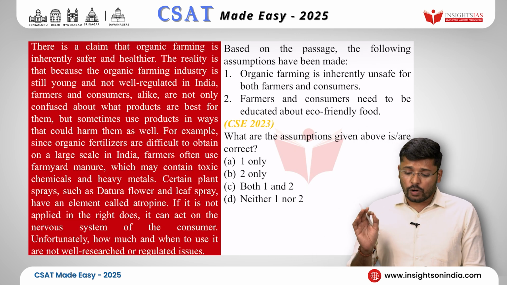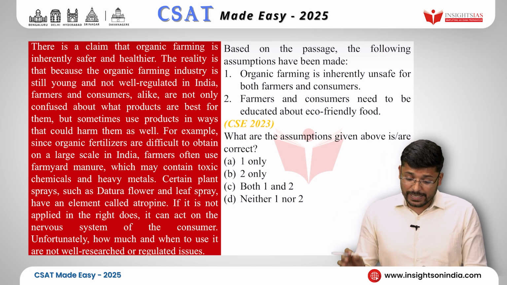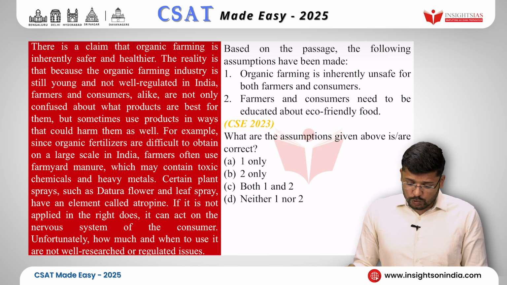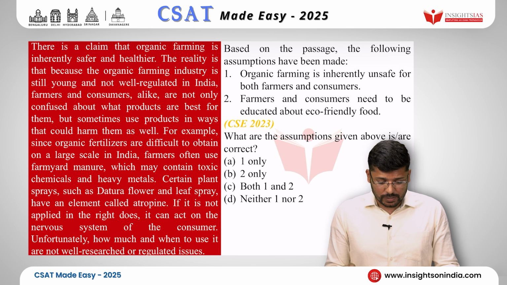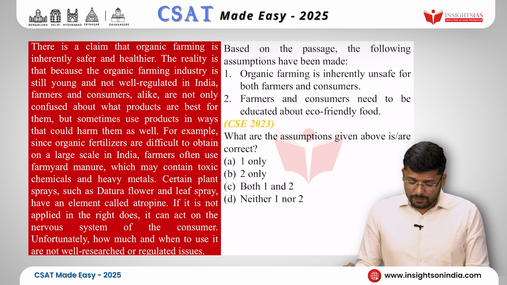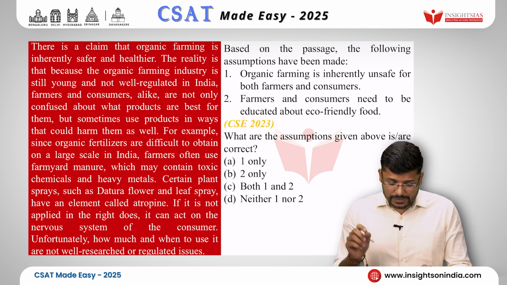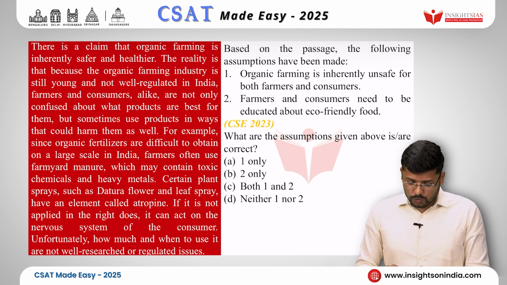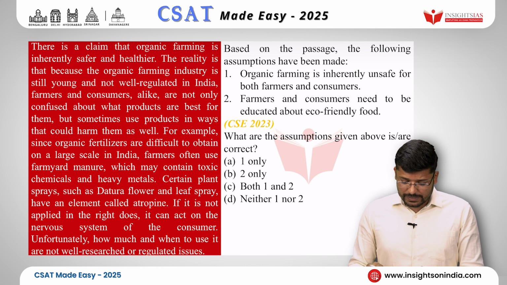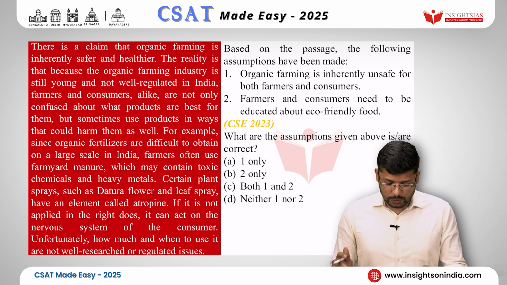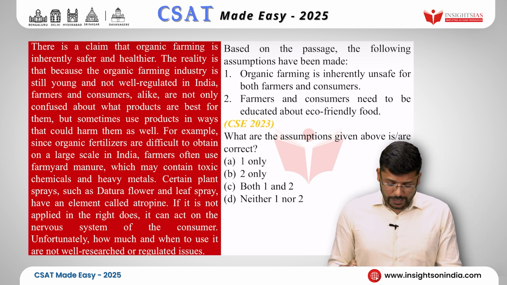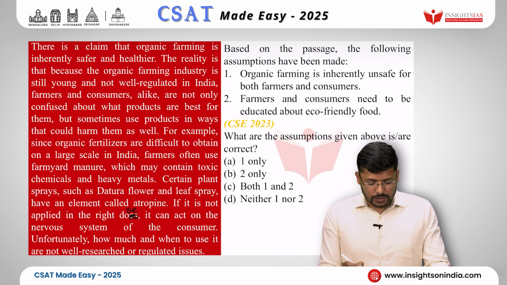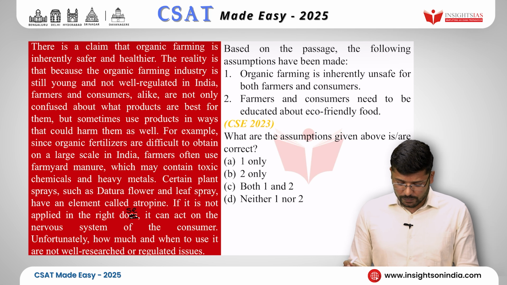There is a claim that organic farming is inherently safer and healthier. The reality is that because the organic farming industry is still young and not well regulated in India, farmers and consumers alike are not only confused about what products are best for them, but sometimes use products in a way that could harm them. For example, since organic fertilizers are difficult to obtain on a large scale in India, farmers often use farmyard manure which may contain toxic chemicals and heavy metals. Certain plant sprays such as datura flower and leaf spray have an element called atropine. If it is not applied in the right dose, it can act on the nervous system of the consumer. Unfortunately, how much and when to use it are not well researched or regulated issues.